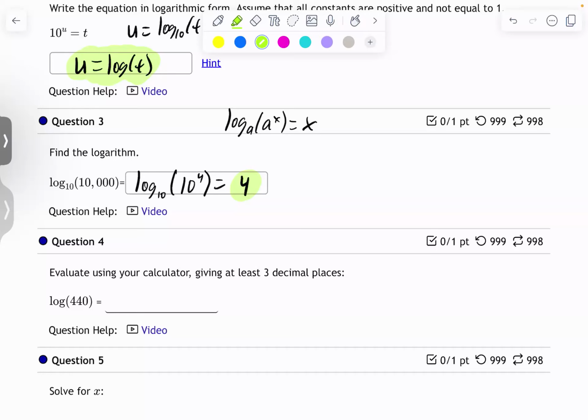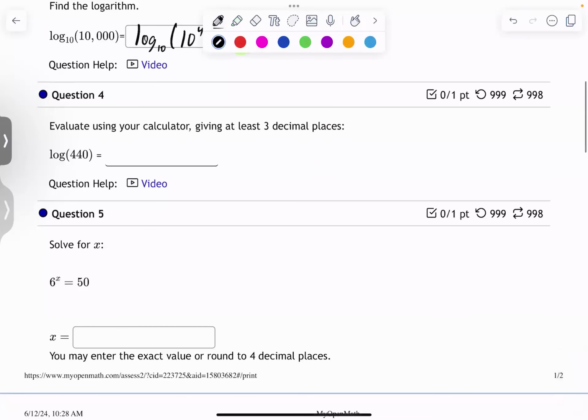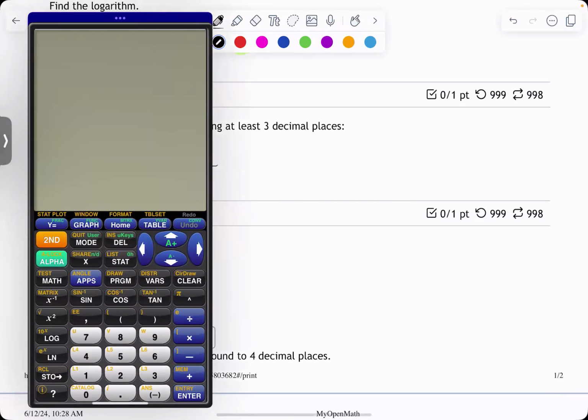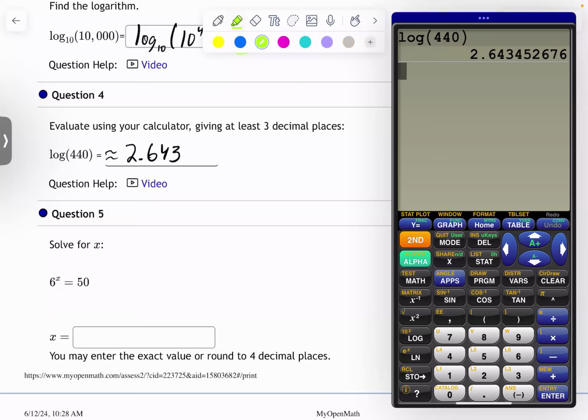All right, next up, question 4. We're going to use our change of base formula if you want to go take a look at that. Actually, we don't need to use change of base. Oh, this is the common log, so we can just literally use our calculator. So I'm going to go to the log button that's right next to my 7, to the left of my 7. That's the common log of 440. This is about 2.643-ish. So round to 3 decimal places.